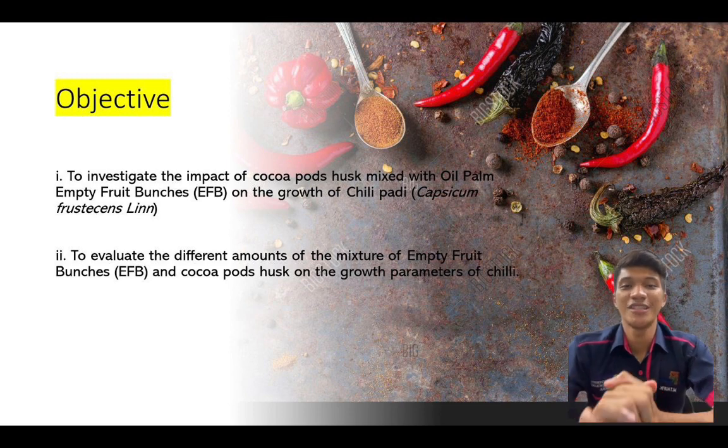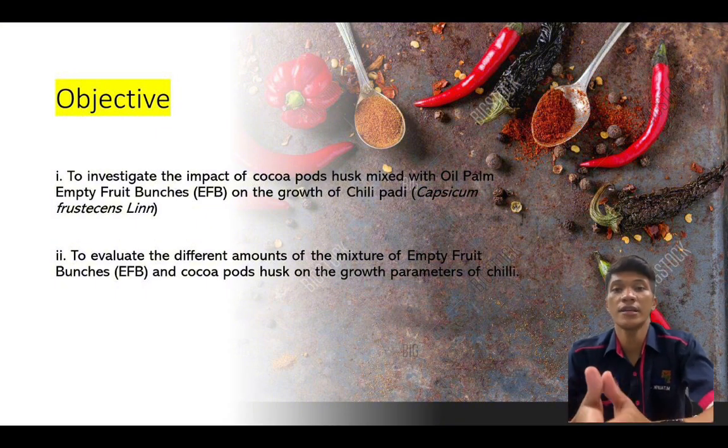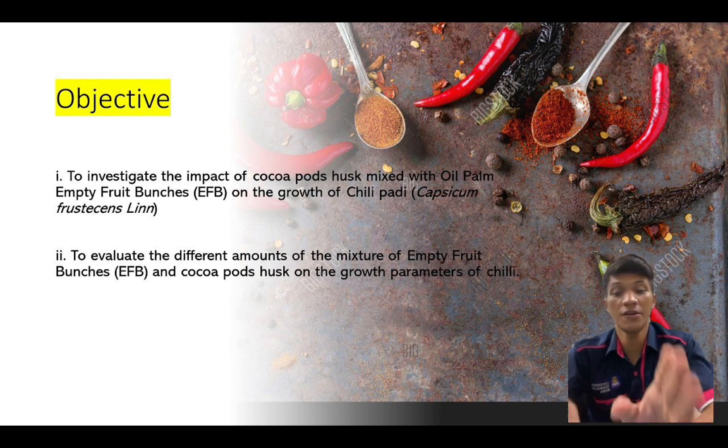Okay, let's move to the objective. Firstly, to investigate the impact of cocoa pod husk mixed with the EFB on the growth of chili. Secondly, to evaluate the different amounts of the mixture of EFB and cocoa pod husk on growth, to get the result in the parameters of chili.